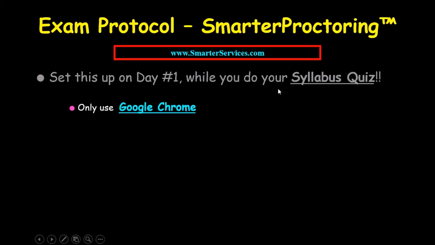You can only use Google Chrome with Smarter Proctoring. Again, Safari, Firefox, and Internet Explorer or Edge do not work with Smarter Proctoring. You're just going to see it go to a dead end, but you need to have everything on Google Chrome. It won't allow you to use smartphones or tablets. So again, you can use your desktop, laptop, or even a Chromebook.